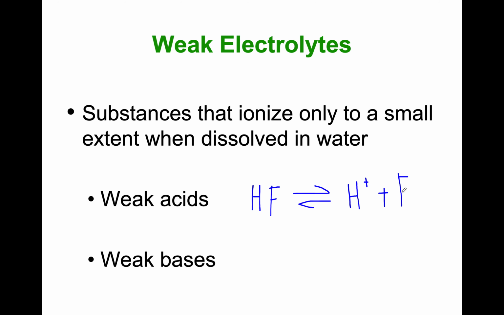Remember earlier I said strong electrolytes go 100%. Well, for weak electrolytes, it depends on the weak electrolyte, but it's around 5%. So there's 5% ions and 95% molecules. That's a weak acid, a weak electrolyte. Same thing with bases. They have a double arrow, with a similar percentage.